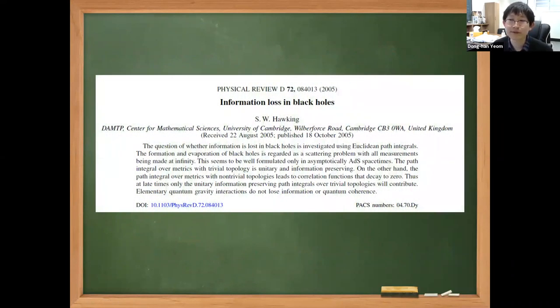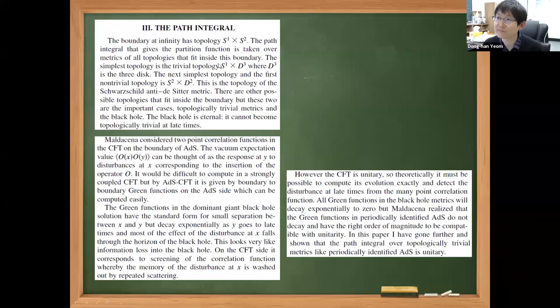This terminology appears in the very famous paper of Stephen Hawking in 2005. In this paper, Hawking confessed that indeed information is not lost, and that he was wrong several years ago, and he thinks now information must be conserved. But the essential idea in 2005 is this. You can see that the boundary is S1 cross S2, and trivial topology Minkowski is S1 cross D3, and the other is S2 cross D2. So there are two topologies.